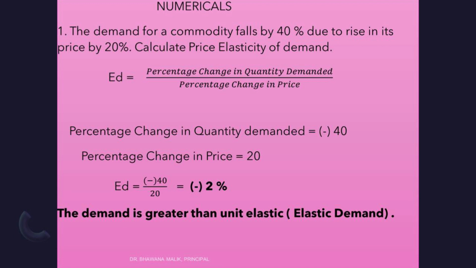And percentage change in price will be denoted as positive 20. So ED will be minus 40 divided by 20, which gives you minus 2. And since unitary elasticity of demand is equal to 1, and the numerical solved over here gives you 2, the demand is greater than unit elastic, that is greater than 1. And when ED is greater than 1, it is known as elastic demand.